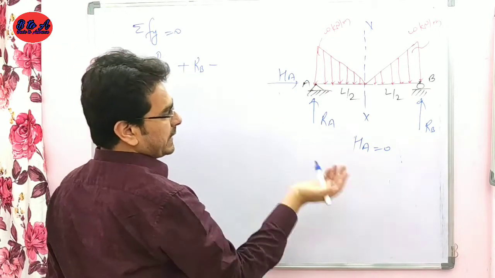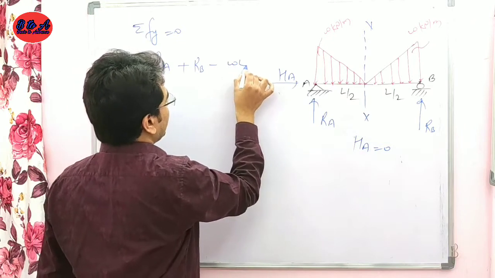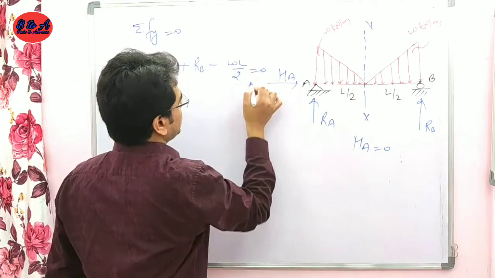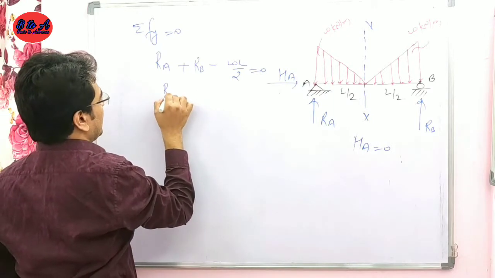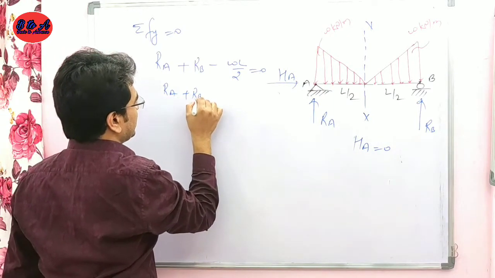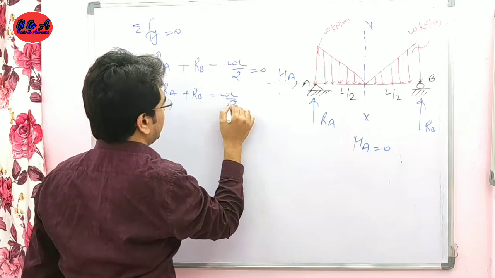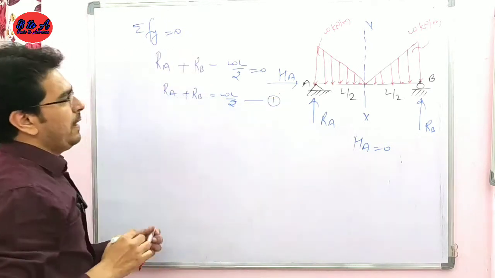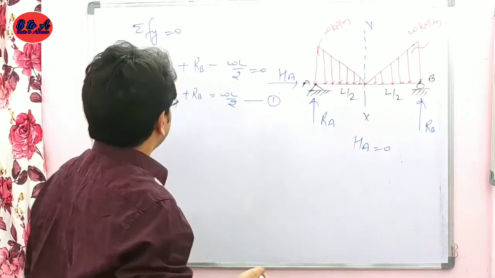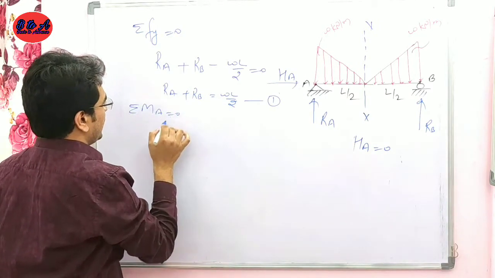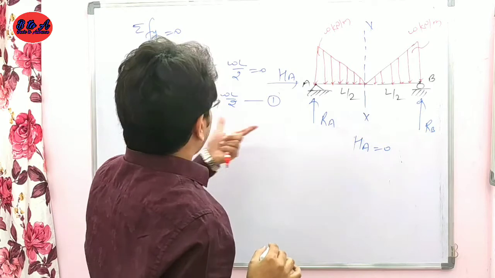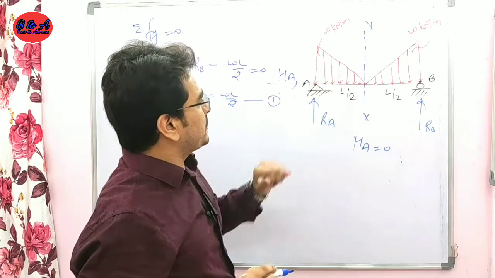Total load अभी कैलकुलेट किया था, आया था WL/2. This will act in the downward direction. So it means Ra plus Rb is equal to WL/2. This is equation number 1. Now I am applying another static equilibrium equation, that is the summation Ma is equal to 0. I want to calculate the moment at this point.